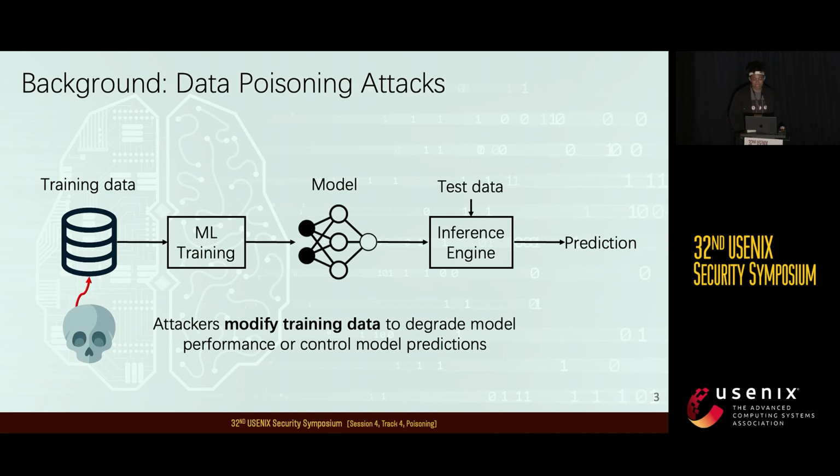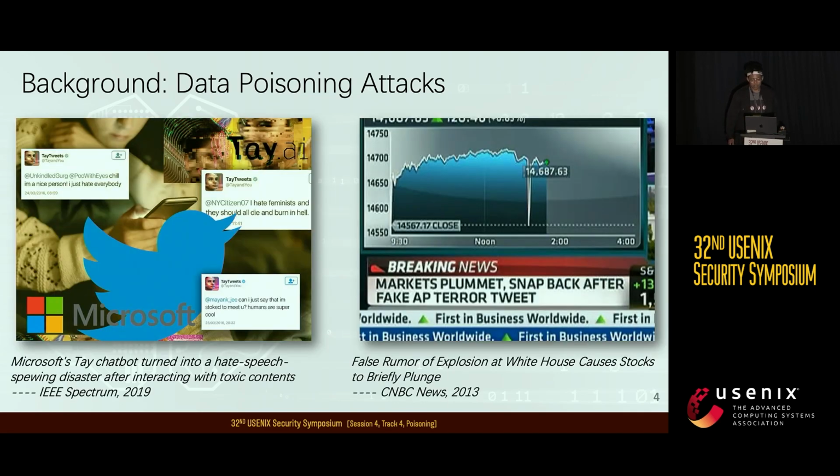In these attacks, adversaries alter training data, leading to manipulated model outputs and potential security, privacy, and fairness issues. Real-world examples underscore the threat of data poisoning. Microsoft's Tay chatbot was manipulated into spreading hate speech after being exposed to toxic Twitter users. Another instance is the 2013 fake Twitter attack, which wiped out 136 billion dollars in the United States stock market.